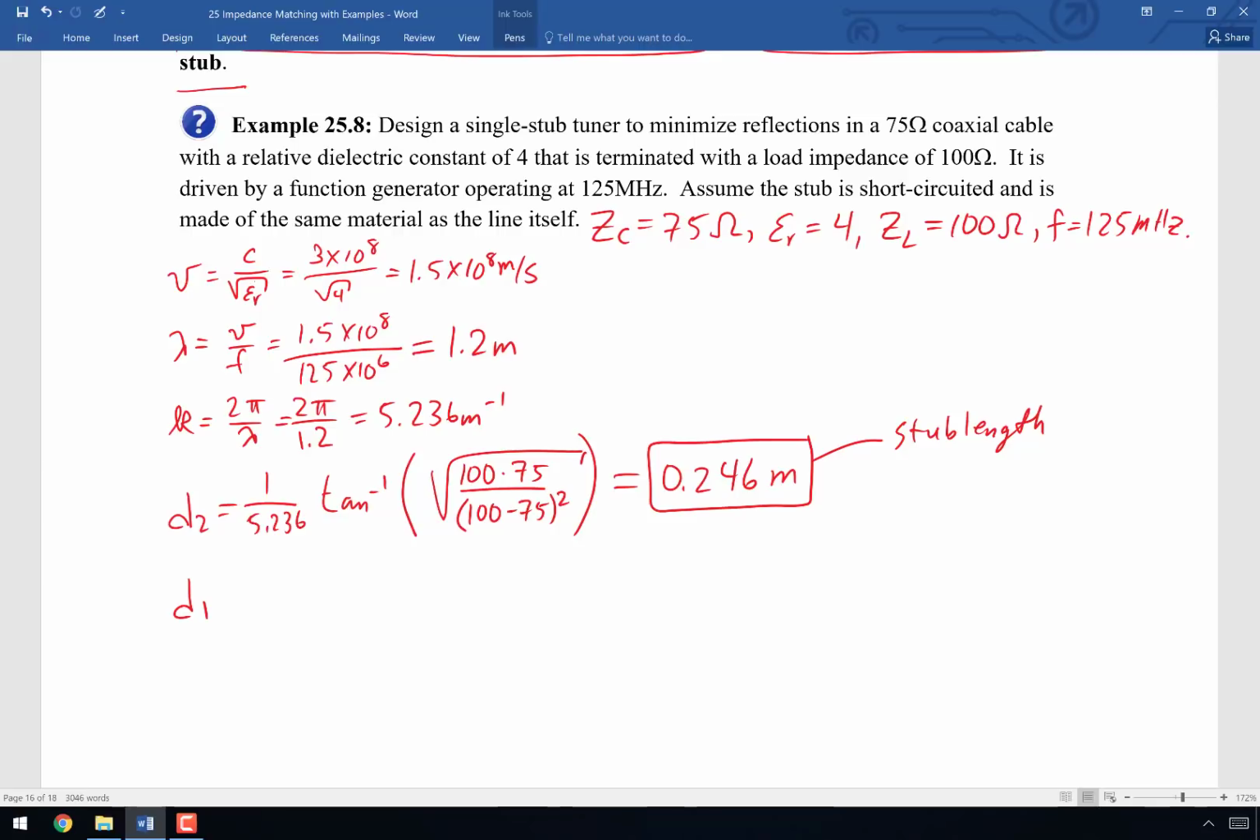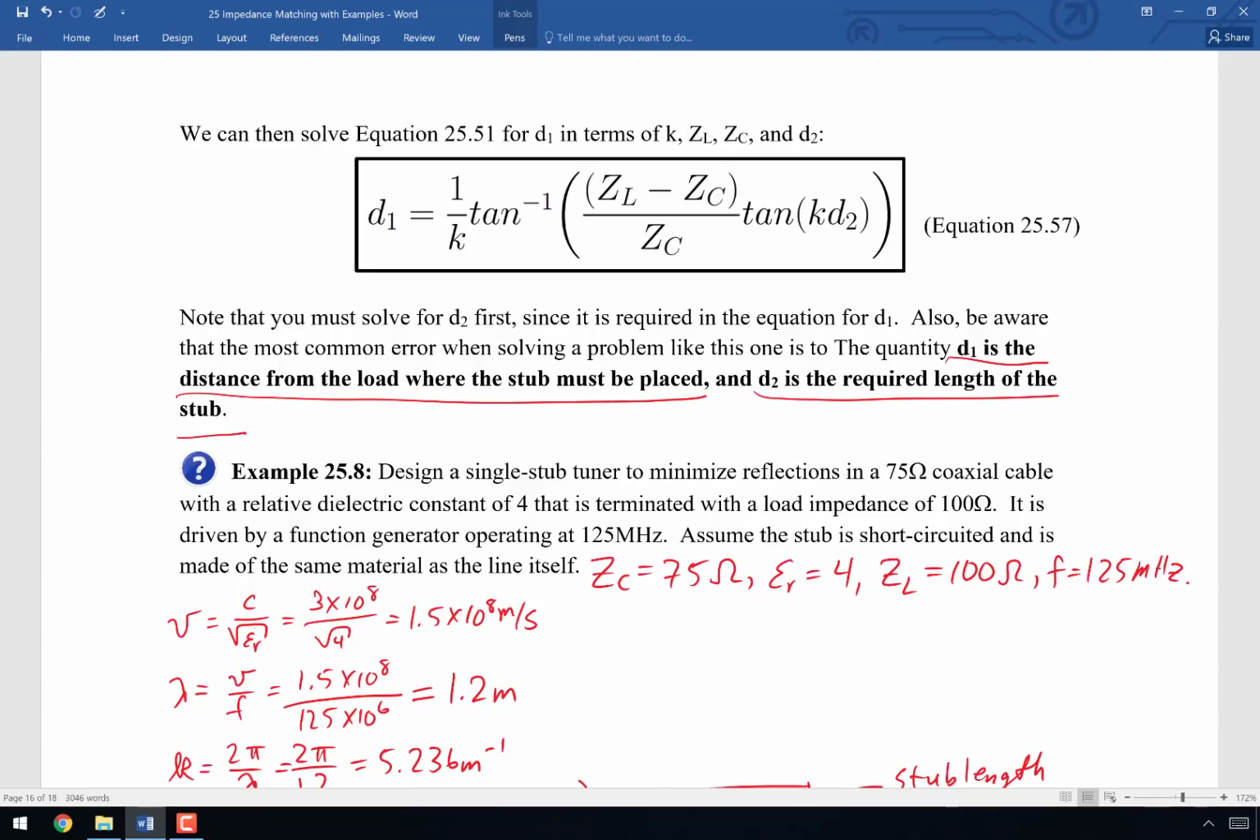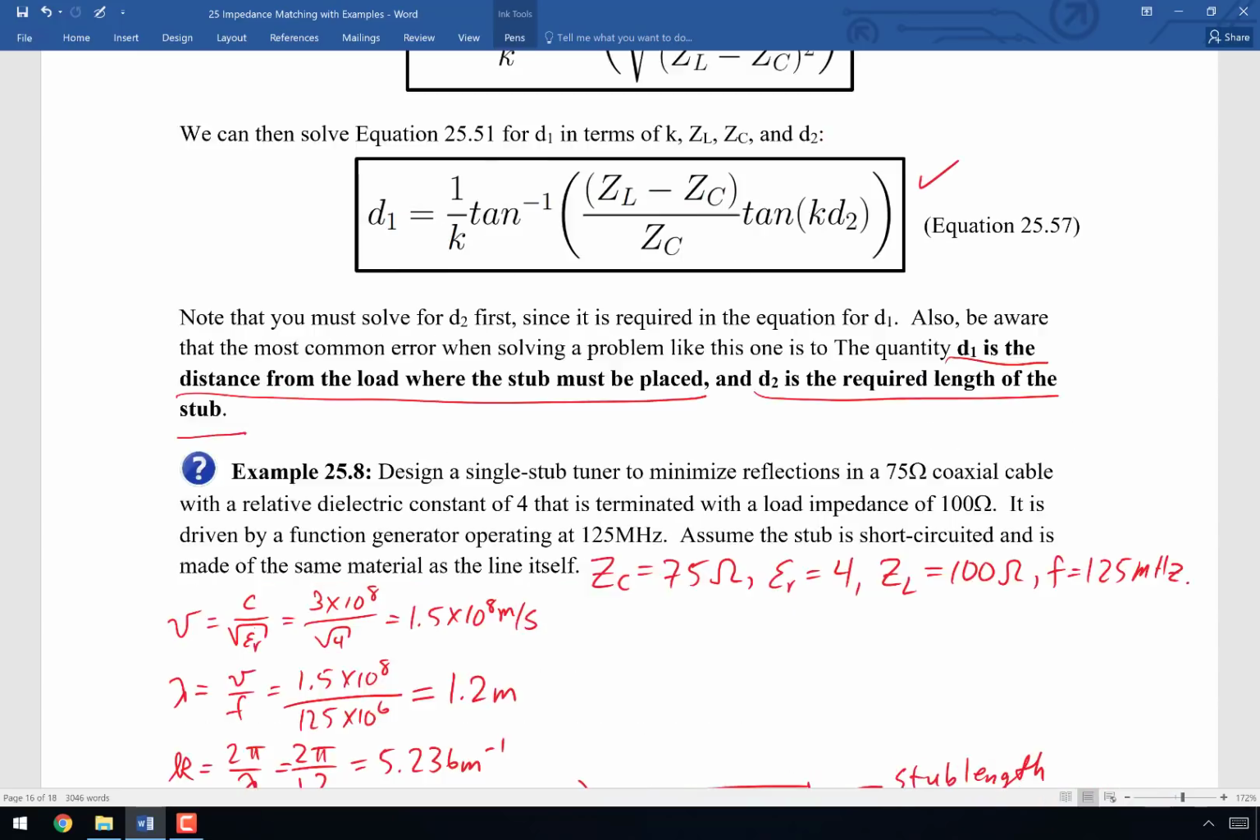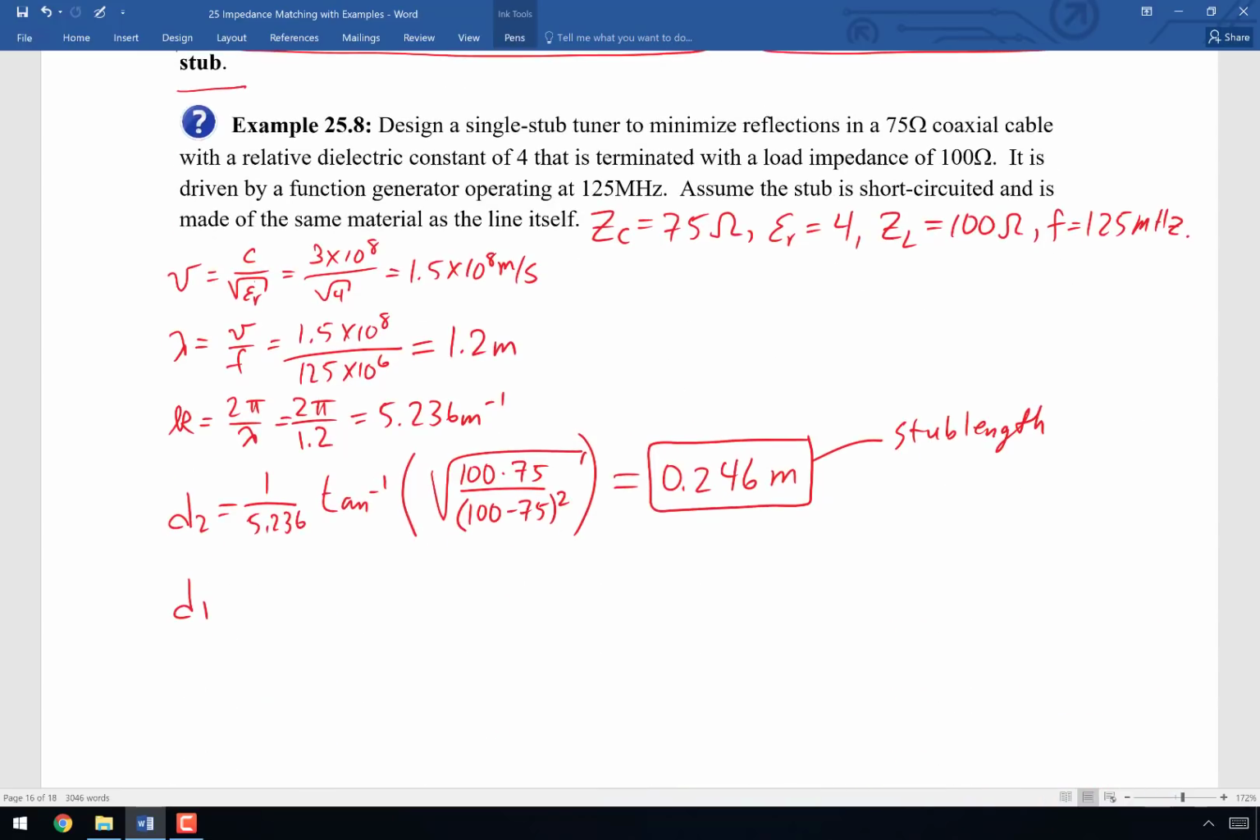Then we can calculate D1, and again, I don't want to rewrite the equation, but it's equation 25.57. So that's the equation that we're about to use. D1 is going to be equal to 1 over 5.236 times the inverse tangent of 100 minus 75 divided by 75 times the tangent. It's interesting that the tangent is inside the inverse tangent.